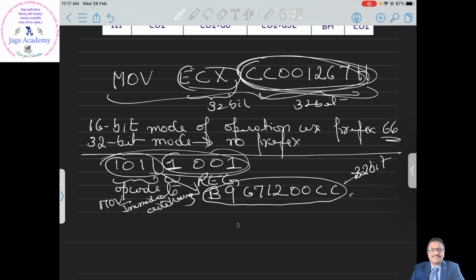When you consider 32-bit mode of operation. Suppose if I say 16-bit mode of operation, what you need to do? You need to append 66 to this. So this is going to be the machine code when you consider 16-bit mode of operation. So this is the answer for this particular question. Hope you all understood this.